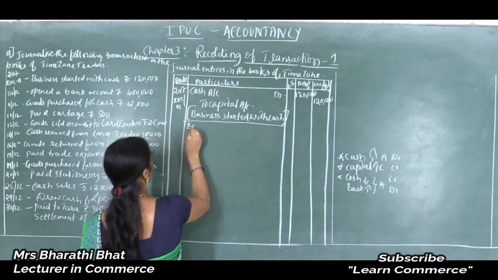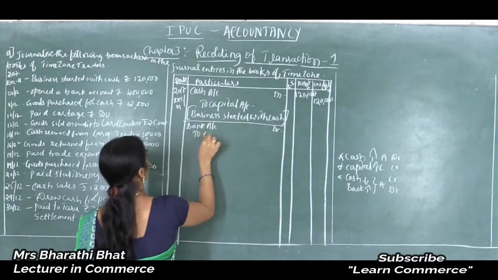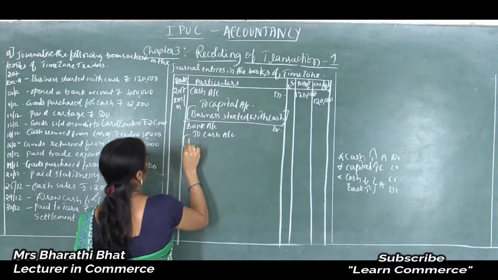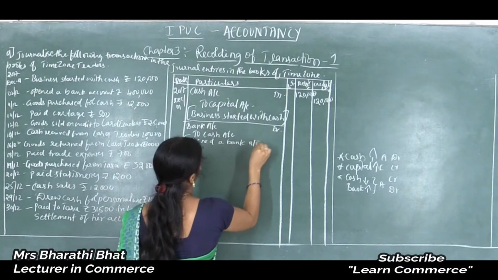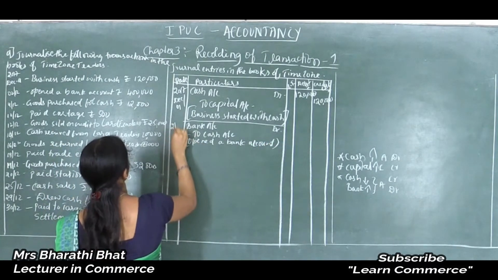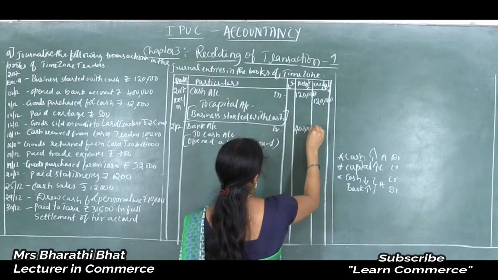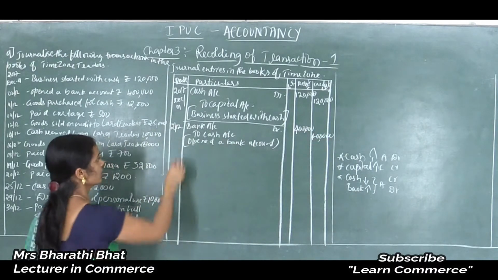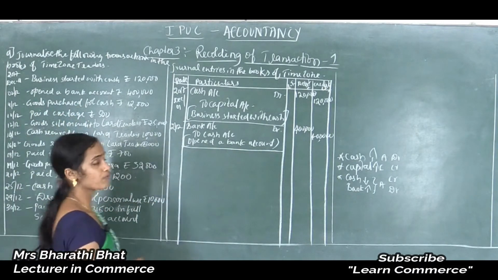So how can we record it? Bank account debited to cash account. What is the narration? Opened a bank account. Date 2/12. Amount 4 lakh. Clear? Close the transaction. And next one, goods purchased for cash.